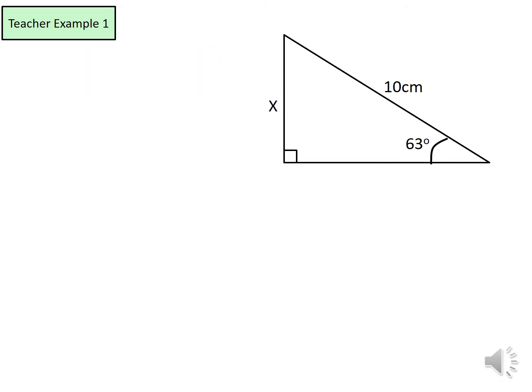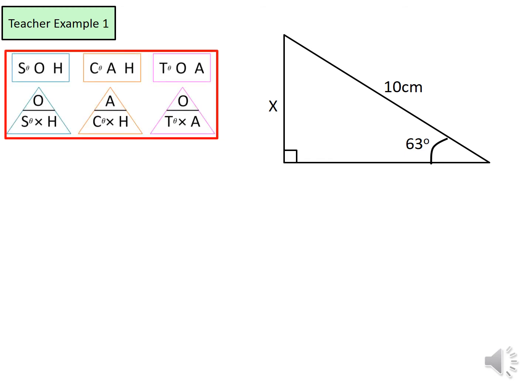This is that previous example that I showed you from the previous slide. So how do we work it out? Remember, we need to decide what trig formula to use. Again, label the sides: the hypotenuse and our opposite. We decide to use the trig formula of sine theta, opposite over hypotenuse. Now, what are we trying to find? We need to find the opposite side's length, so if you look at the trig formula, we're going to cover the opposite.